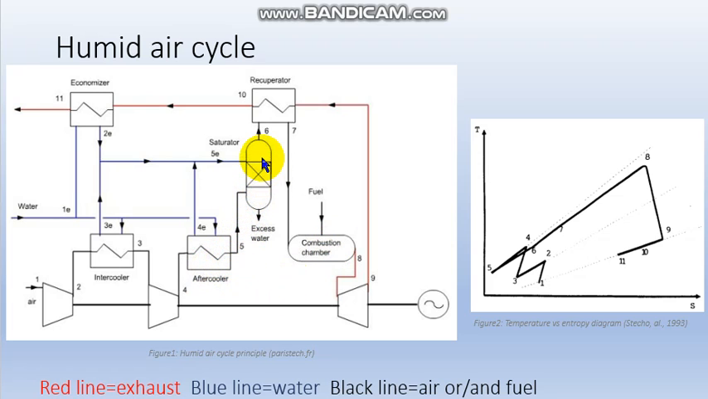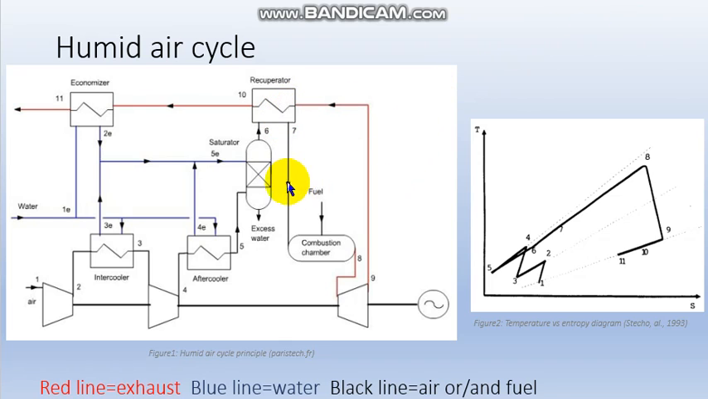Therefore, the air goes into the saturator, where water is coming from the first intercooler, the aftercooler, as well as the economizer, which is a water to gas heat exchanger, which absorbs heat from the exhaust gas and gives it to the water to get a bit warmer before being injected into the saturator. After that, the excess water will be dumped away, and the air goes into the recuperator.